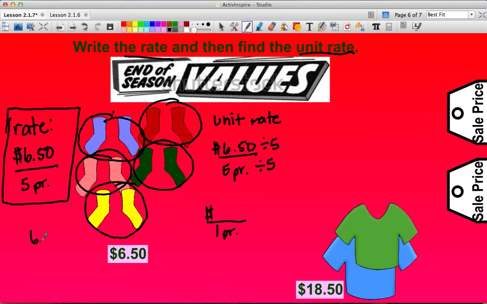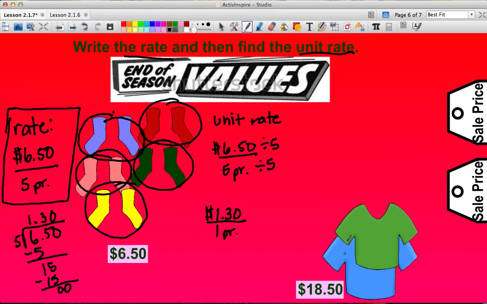Okay, and then I'm going to come over here, $6.50 divided by 5. 5 goes into 6 once, minus 5 is 1. Bring down the 5 is 15. 5 goes into 15 3 times. Bring up that decimal. Minus 15 is 0. Bring down the 0. So we always forget this part, to bring down that last 0. So 5 goes into 0 0 times because we need that last 0 to finish out our answer. So we are paying $1.30 per 1 pair of socks. That is our unit rate.